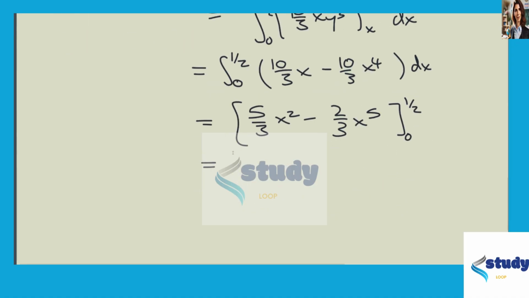So that gives us 5 over 3 times 1 over 4 minus 2 over 3 times 1 over 2 to the 5, which is 19 over 48. So that's our probability that x is less than a half, or approximately 0.396.